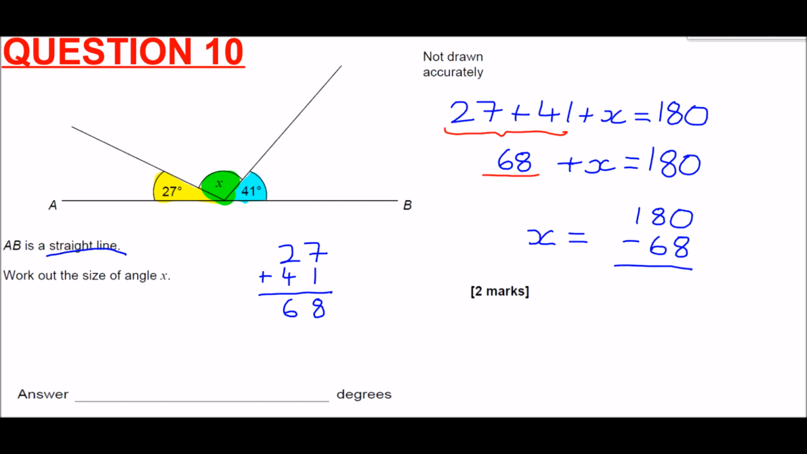So 0 take away 8 we can't do. We've got nothing to take away. So we need to borrow 1 from the 8 next door. 1 less than 8 is 7. 1 we've borrowed, we put here. So now we can do 10 take away 8, which is 2. 7 take away 6 is 1. And the final one, we've got nothing beneath it to take away. So 1 take away nothing is 112. So that tells us that angle X must be 112. So the answer for angle X is 112 degrees.